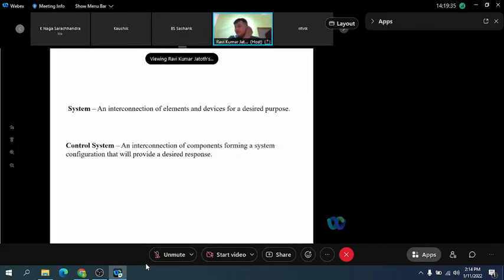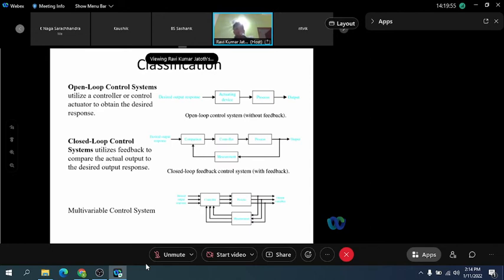Let us go ahead with open loop and closed loop control systems. System means an interconnection of elements and devices for a desired purpose. A control system is an interconnection of components forming a system, a configuration that will provide a desired response. Now, coming to the systems, there are open loop systems and closed loop systems.